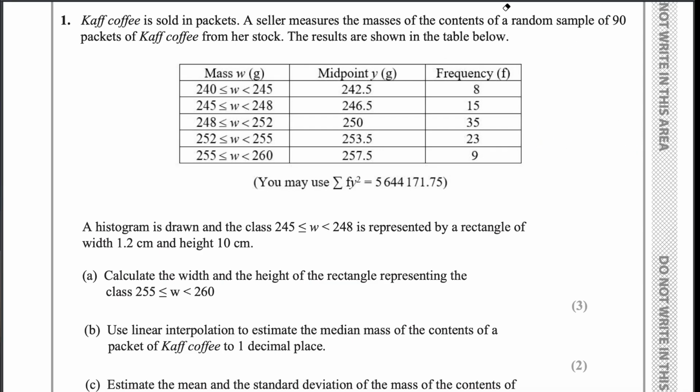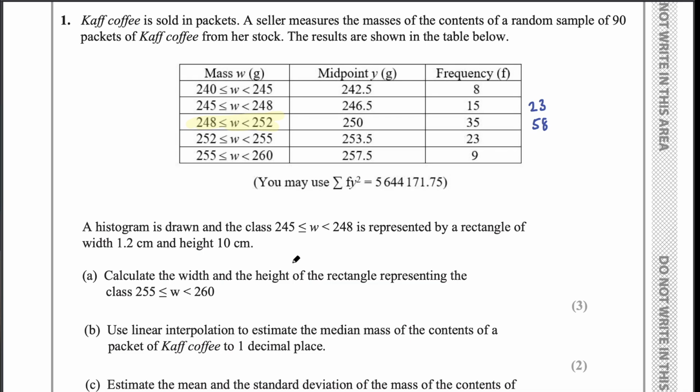So the middle value here is going to be 90 divided by 2, which is 45. If we count down this table, 8 plus 15, that's 23 packets of coffee. And then if we add 35 to that, we'll have 58 packets of coffee. So the 45th packet is clearly going to fall in this interval here. So let's just highlight that. This one here. So using linear interpolation, there's a couple of ways to do this, but one way again is to use the idea of ratios.